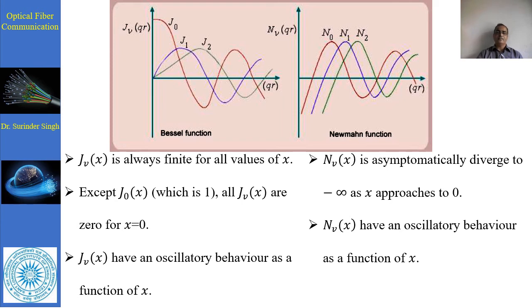This Bessel function of order v and argument x is always finite for all values of x. Except J0 of x, which is 1 at x equal to 0, all the Bessel functions are 0 at x equal to 0. The Bessel function has an oscillatory behavior in the x direction, whereas the Neumann function diverges asymptotically to minus infinity as x approaches 0, and it also has an oscillatory behavior.